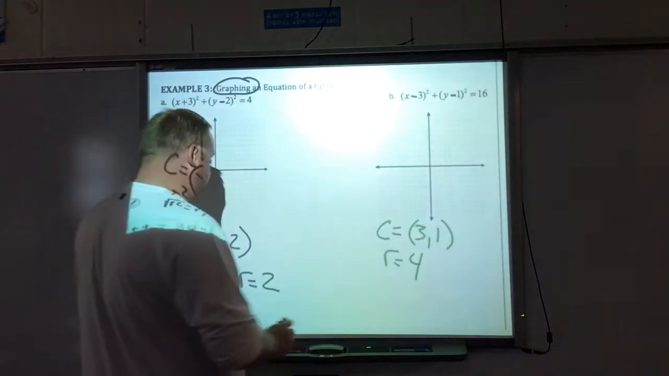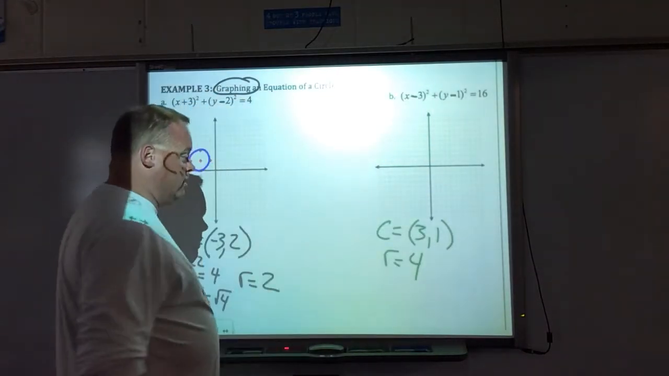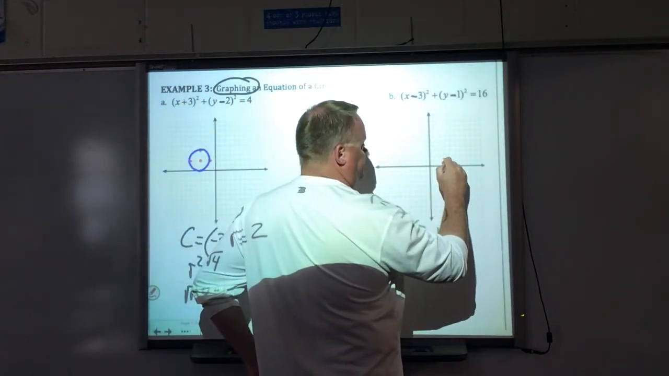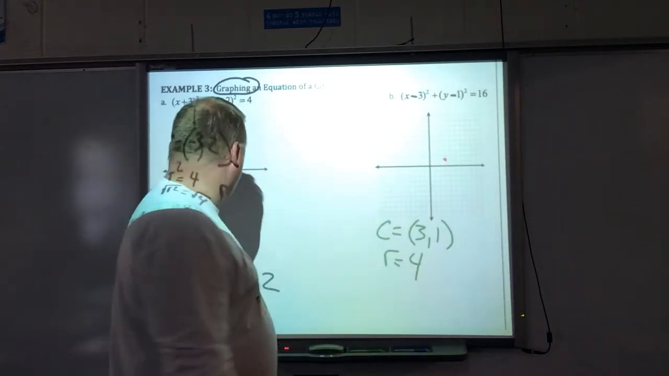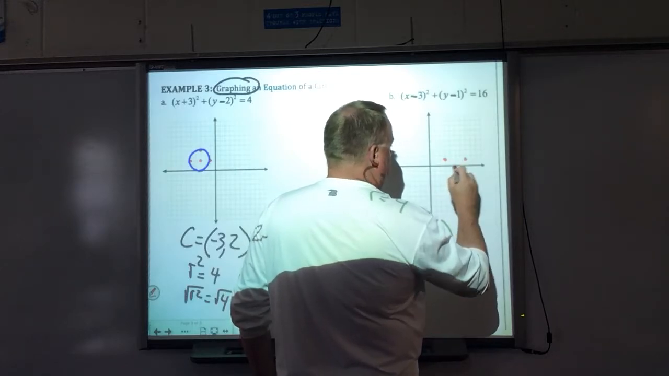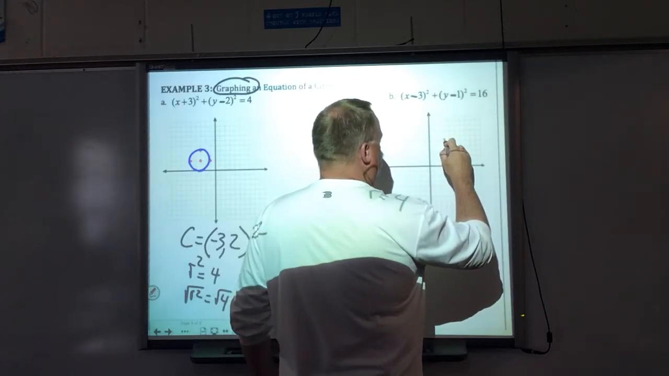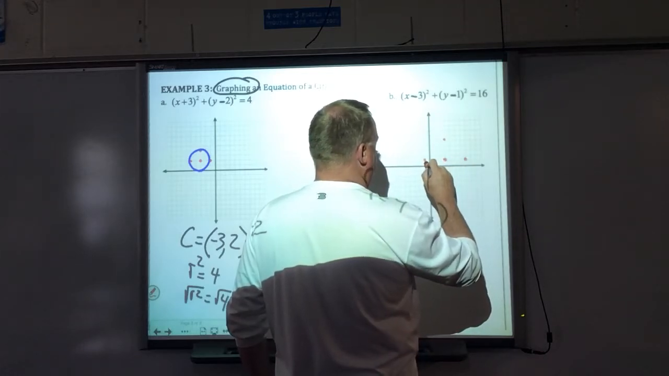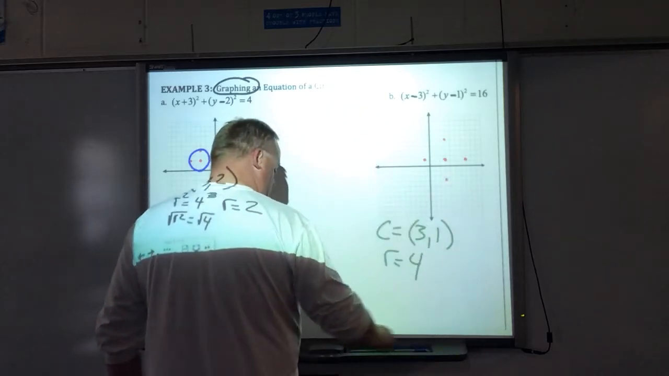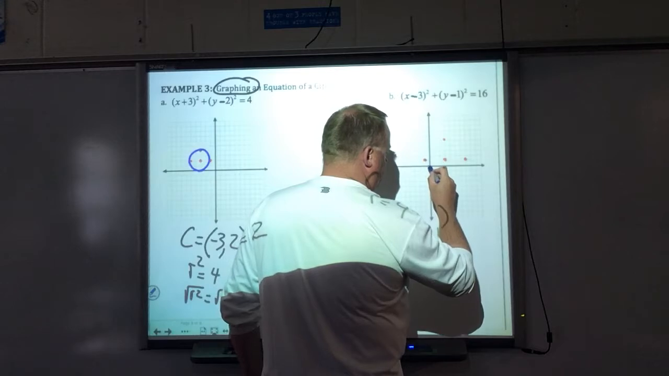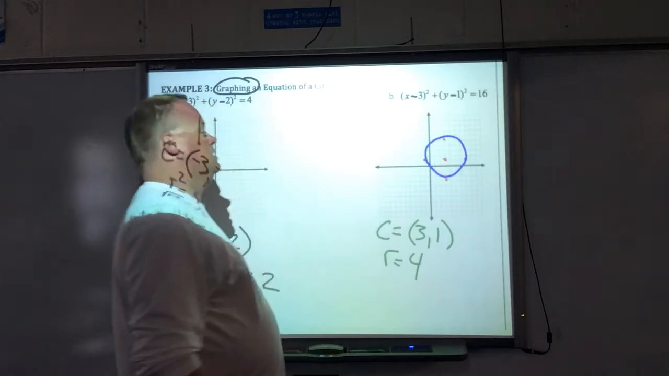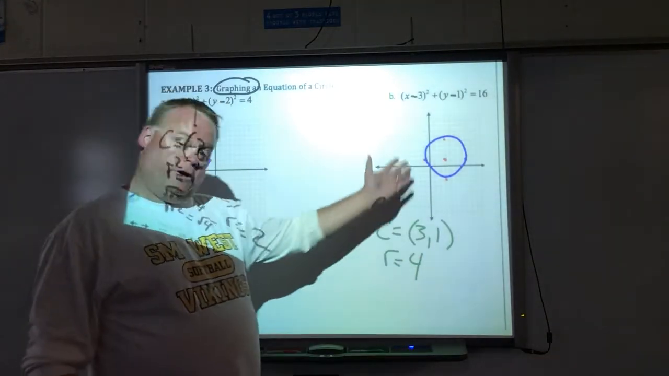So now, go ahead and plug it onto the graph. 3, 1: 1, 2, 3, up 1. There's my center. My radius is 4. So over 1, 2, 3, 4, there's a point. Then in each of the other directions, counting 1, 2, 3, 4, there's a point. Draw it nice and neat. I've got 4 points around, and I can just connect my radius, the distance. Draw it a little bit better than that, but there it is.